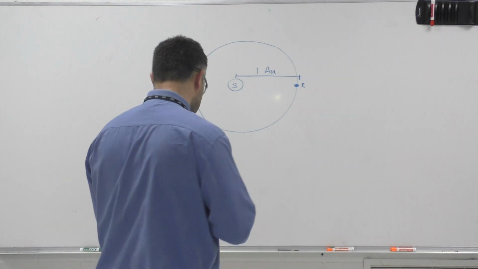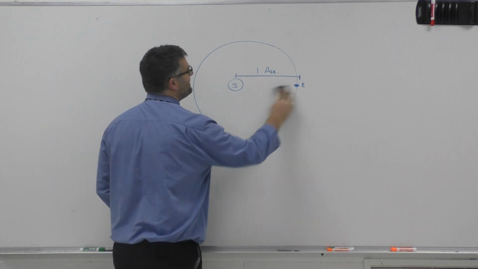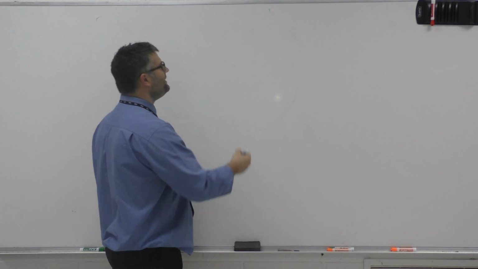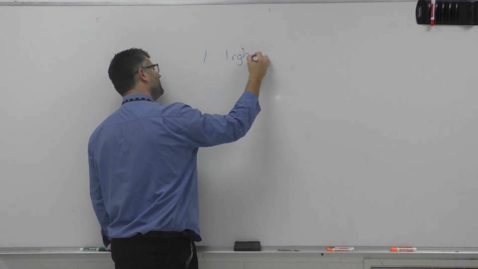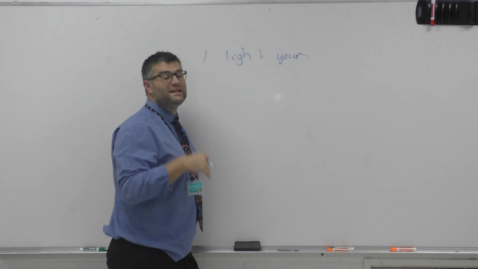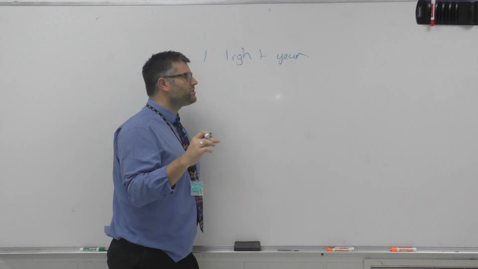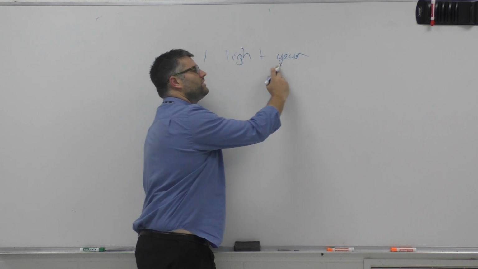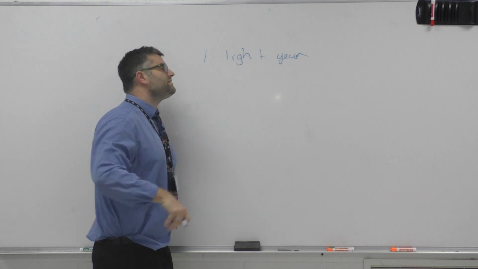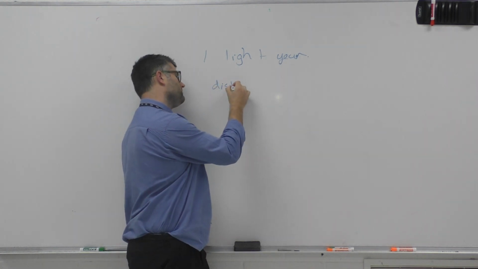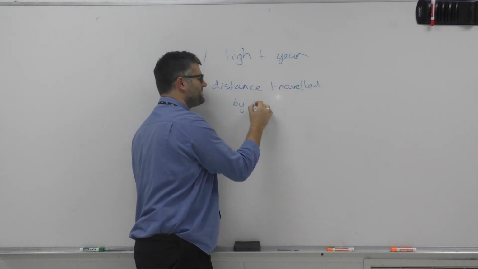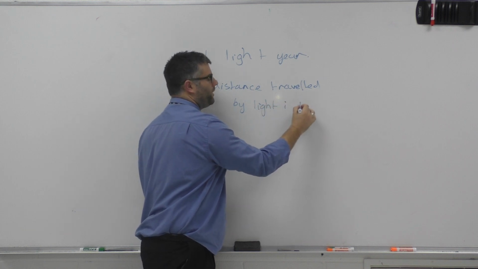So we have the light year. Now, most of you will have heard of the light year before, but may not have had a concept of what it is. So 1 light year is effectively a distance. Be careful, because a lot of people think a light year is a time, because you've got this word year in there, so you think of time, but it's a distance. It's the distance traveled by light in 1 year.